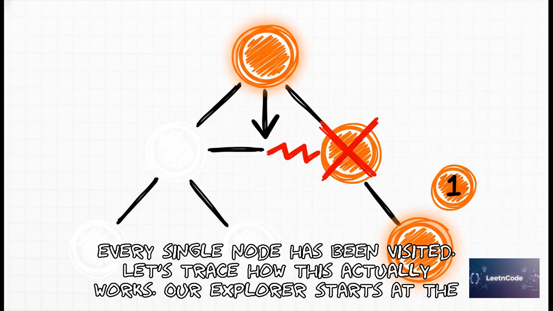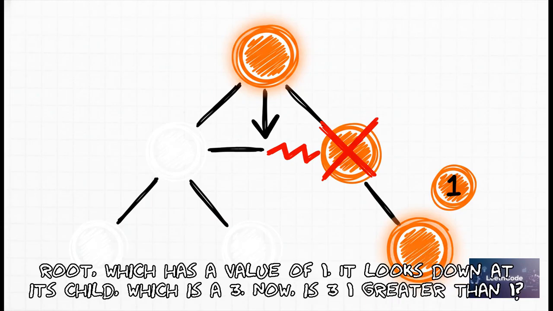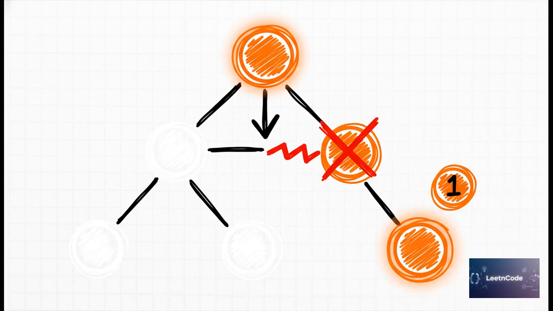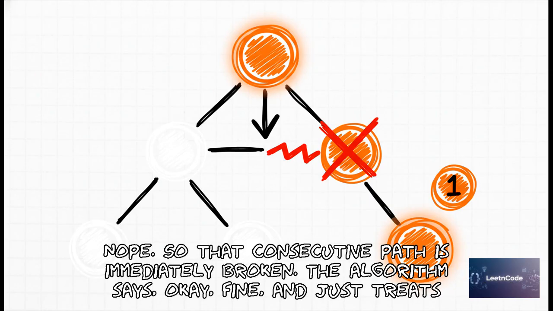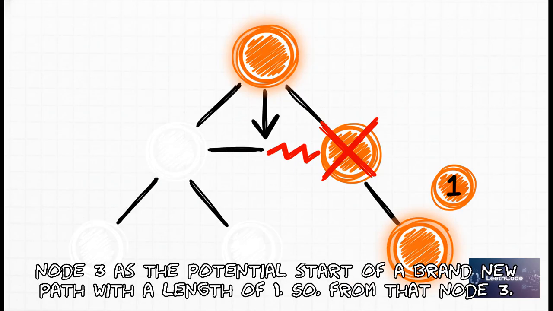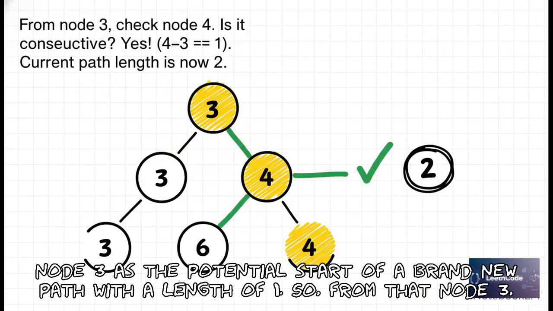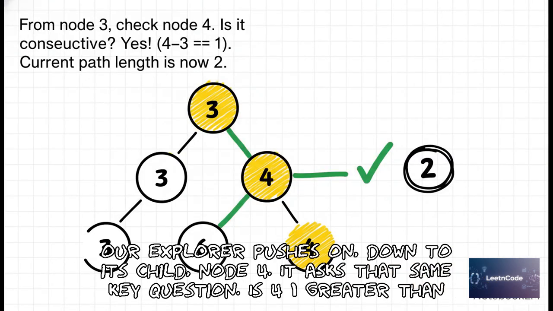Let's trace how this actually works. Our explorer starts at the root, which has a value of 1. It looks down at its child, which is a 3. Now, is 3 one greater than 1? Nope. So that consecutive path is immediately broken. The algorithm says, okay, fine, and just treats node 3 as the potential start of a brand new path with a length of 1. So, from that node 3, our explorer pushes on down to its child, node 4.